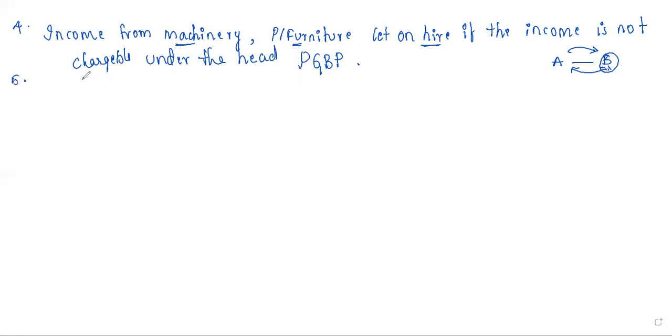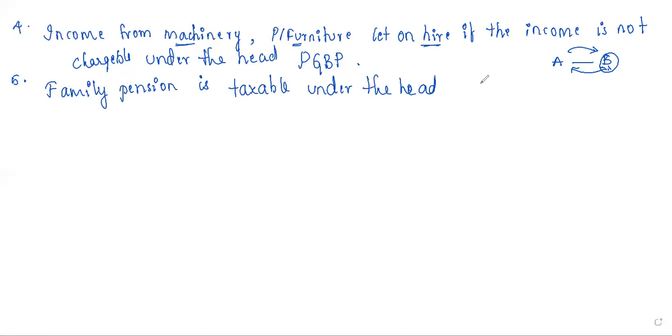Okay. So the next point, the fifth point: family pension is taxable under the head for the family member receiving it. Write down. Here any family pension is taxable under the head of the family member who is going to receive it. Suppose if I am receiving the pension of my father, then whatever income that I'm getting out of the pension will be charged under income from other sources under my head, because I'm the assessee over here. I have to pay the taxes.